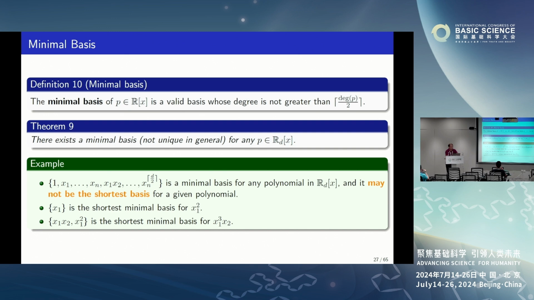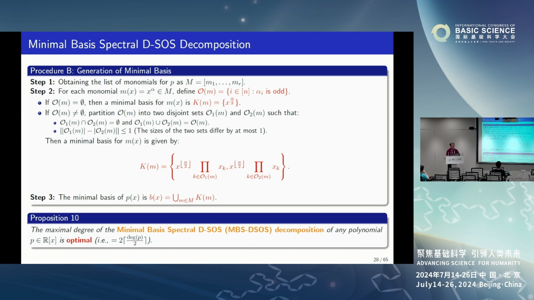So this is what I want to show. There always exists some minimal basis, and it is not unique, and we are going to find the shortest one. And here is a way to generate a minimal basis with a length as short as possible. The idea is that we go monomial by monomial. For each monomial m, O_m is just the set of variables whose degree is odd. And if the set is empty, then we can just have one element for this minimal basis.